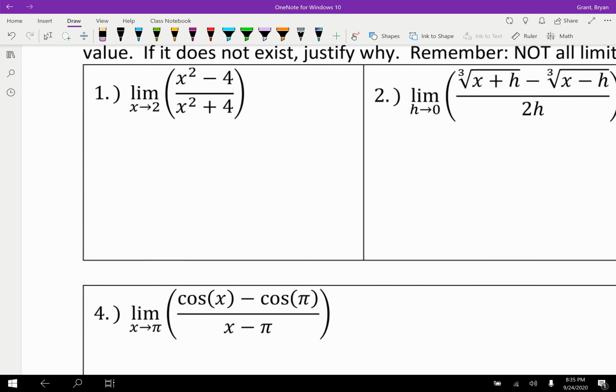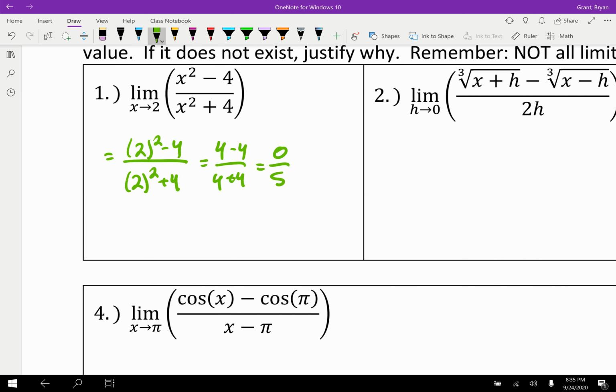The first rule of limits is try direct substitution, right? When we try direct substitution, it just becomes 2 squared minus 4 divided by 2 squared plus 4. 4 minus 4 over 4 plus 4. This is 0 divided by 8, which is 0. This means on this complicated looking graph, as the x approaches 2, the y's approach 0.